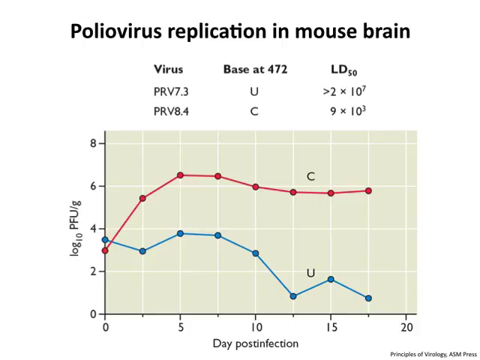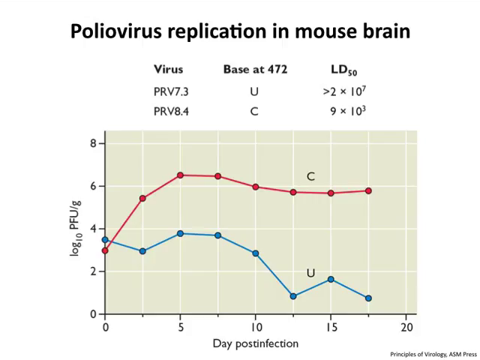If you change the C to a U, again, the virus is identical except for the one base. Now you can never put enough virus in to kill or paralyze any of the animals. So the 50% dose is greater than 2 × 10⁷. No animals ever get paralyzed with as much virus as you can infect. And it's a one-base change. So this is an example of a change in a non-coding region that affects virulence.